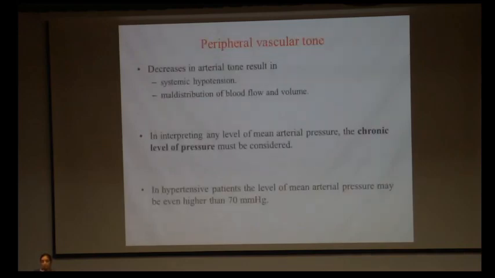So starting with peripheral vascular tone, as we know, hypotension is associated with a decrease in the arterial tone, and this decrease in tone not only causes hypotension, but it results in the maldistribution of the blood flow and volume. And the heterogeneity which is there always worsens because of the maldistribution. And therefore, whenever we interpret any level of mean arterial pressure, the chronic level of pressure for that patient must be considered. So in hypertensive patients, the level of mean arterial pressure may be even higher than 70 millimeters of mercury.